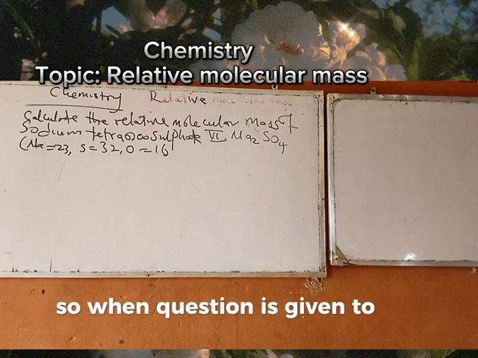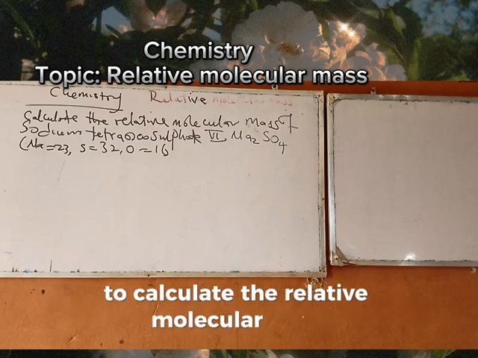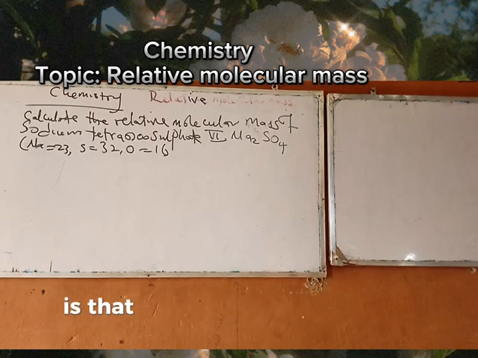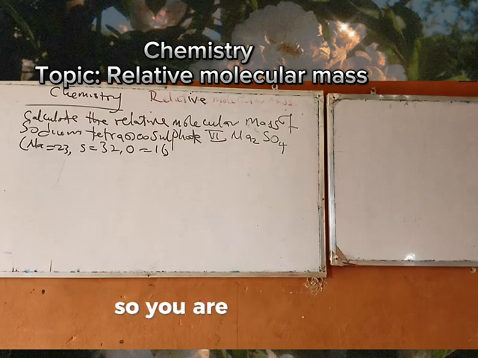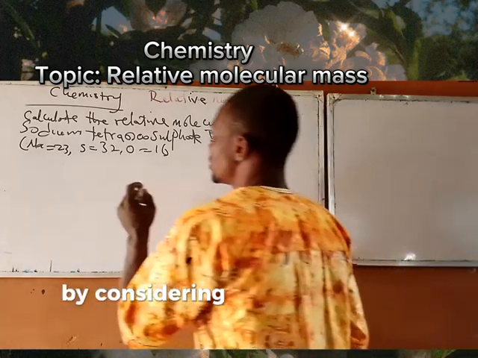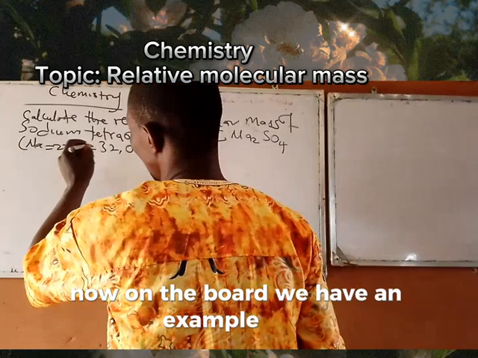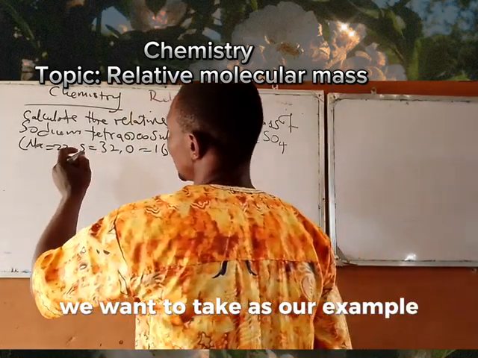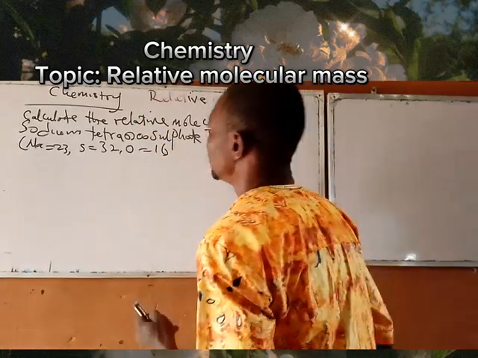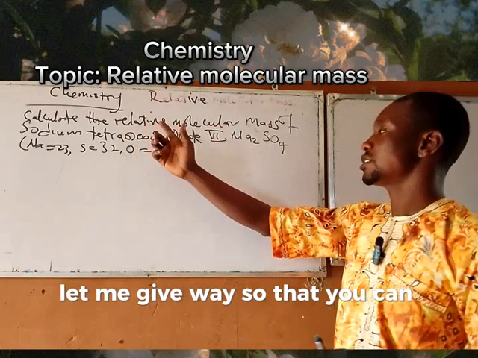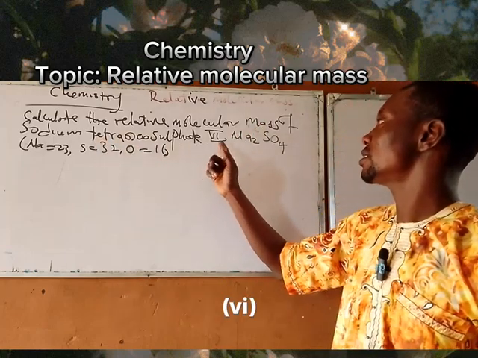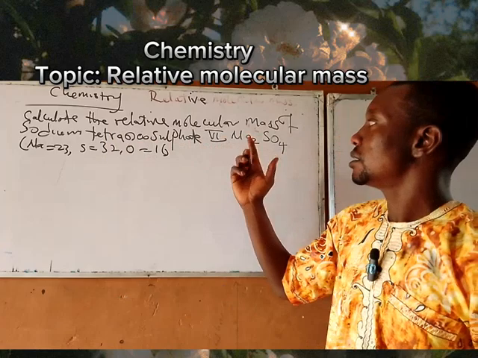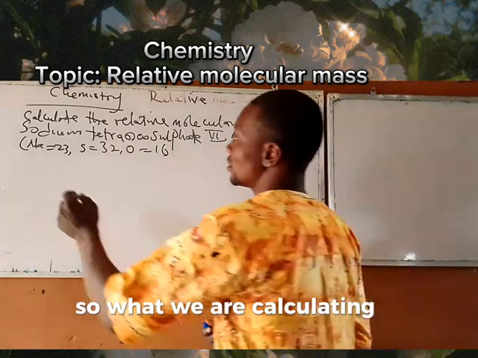So when you are asked to calculate the relative molecular mass, what is expected of you is to add together all the atomic masses that are given to you in the question. You have to look at it by considering what is given to you. Now on the board, we have an example: calculate the relative molecular mass of sodium tetraoxosulfate(VI), Na2SO4.